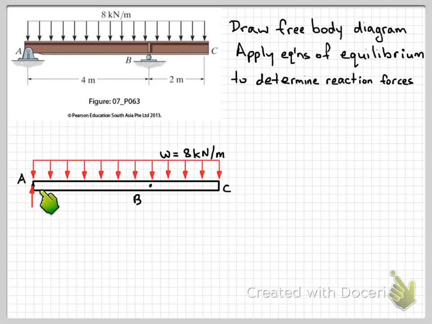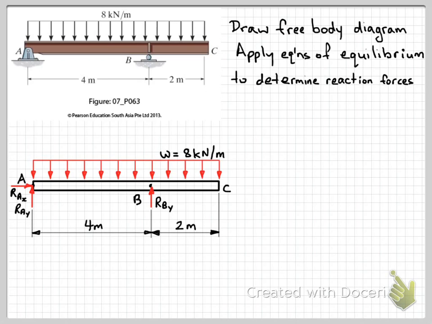So at end A here we have a pin support, so we'll have a force in the vertical direction and a force in the horizontal direction. And we'll label those RAX and RAY. Then at B we have a roller support, so we have only a vertical reaction at point B, and we'll label that RBY. Let's put on some dimensions for reference on our free body diagram. Now that we have our free body diagram, we can start to apply our equations of equilibrium.